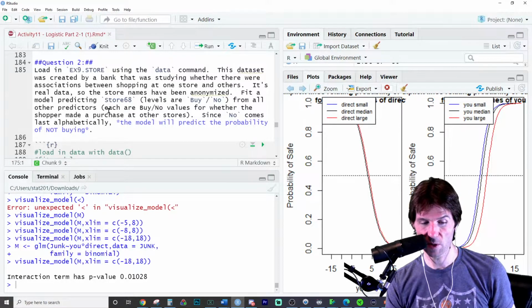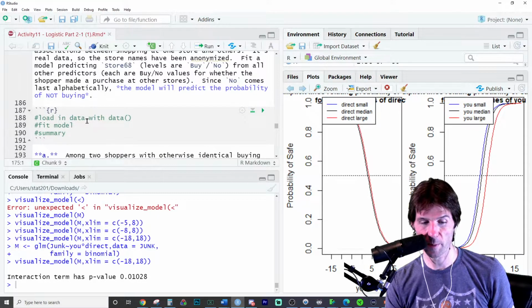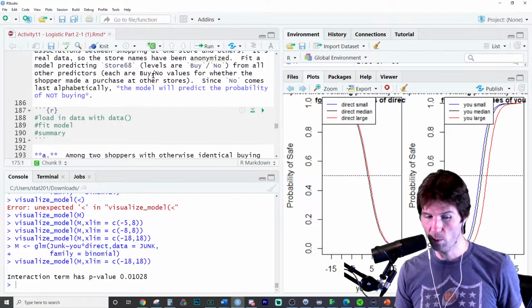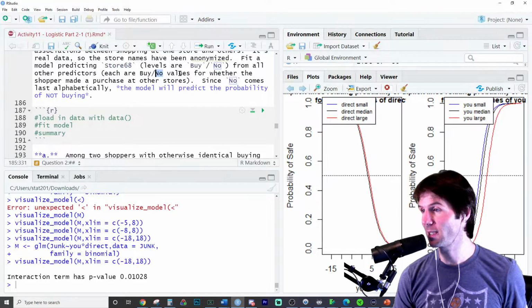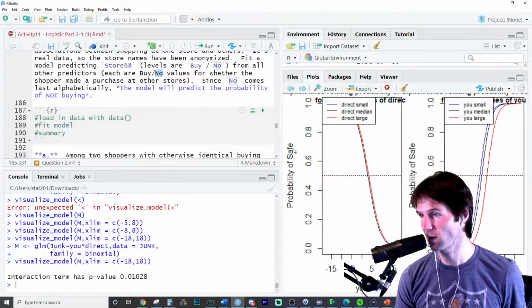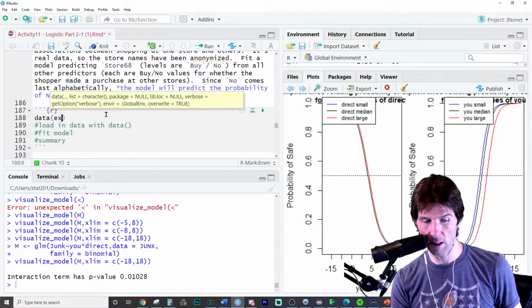Fit a model predicting store 68. Levels are buy, no. From all other predictors, each are the buy and no variables on whether shoppers may purchase at those stores, since no comes last alphabetically. So once again, we're predicting the variable and it has buy or no, and no is last alphabetical. That makes it the level of interest, and you'll see that over here on the axis telling us what variable we're predicting. Let's load in the EX9 data.